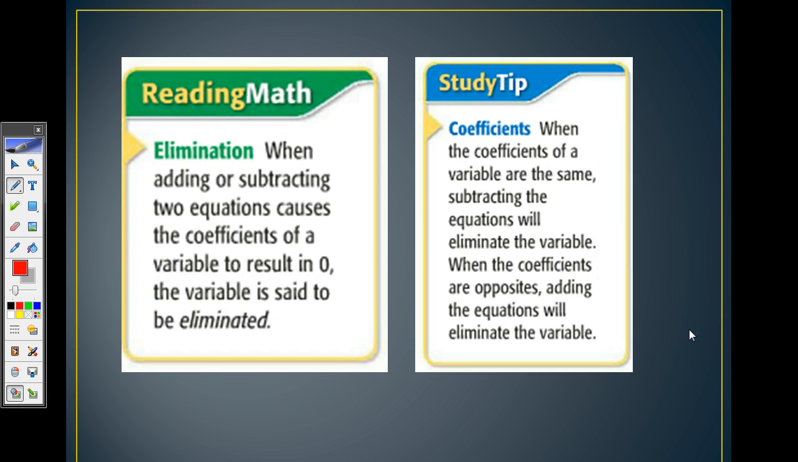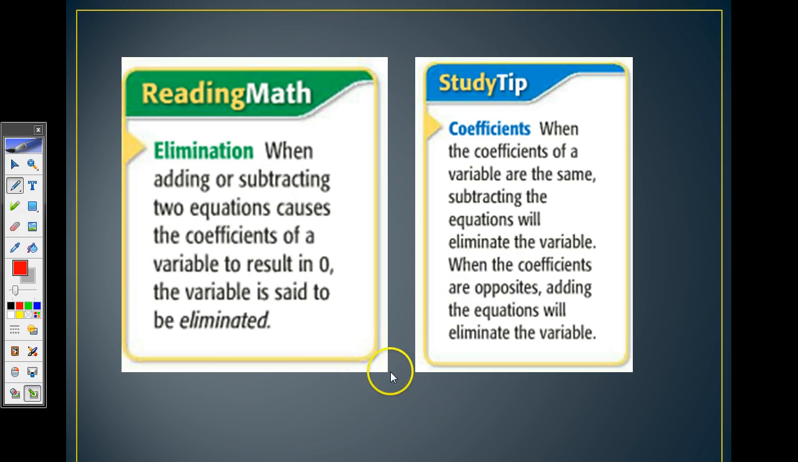Okay, so welcome back. Here's a few tips. So when you're reading math, elimination: when adding or subtracting two equations causes the coefficients of a variable to result in 0, the variable is said to be eliminated. You're getting rid of one of the terms. Okay. Study tip, coefficients. When the coefficients of a variable are the same, subtracting the equations will eliminate the variable. When the coefficients are opposite, adding the equations will eliminate the variable.